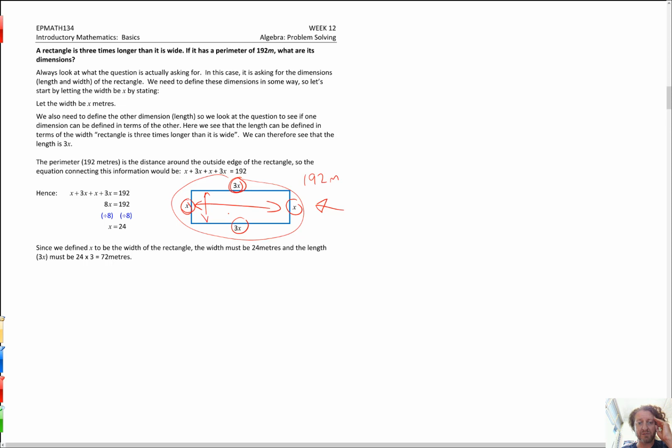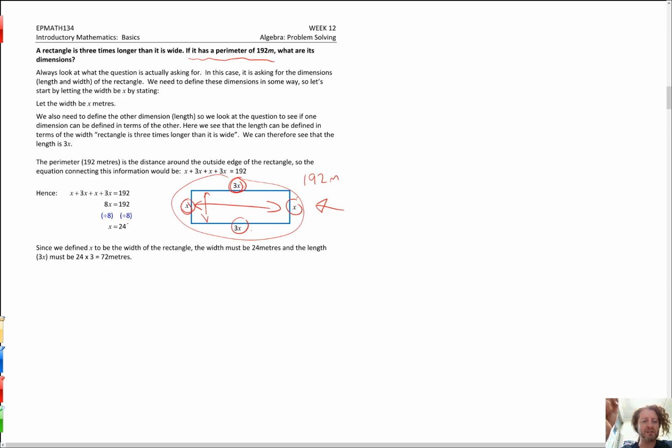Okay, I've got everything defined, and now I can see that I can form an equation, because the other bit of info I got was that all of these lengths add up to 192. So an x plus a 3x plus an x plus a 3x is equal to 192. 1x and 3x and 1x and 3x, that's 8x's all up. Divide both sides by 8, and I'm there already.